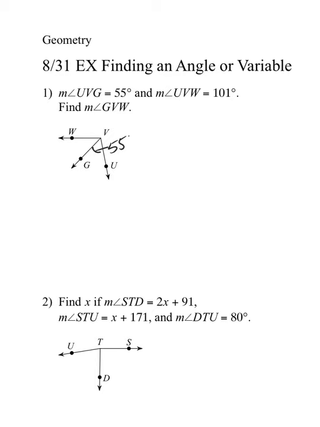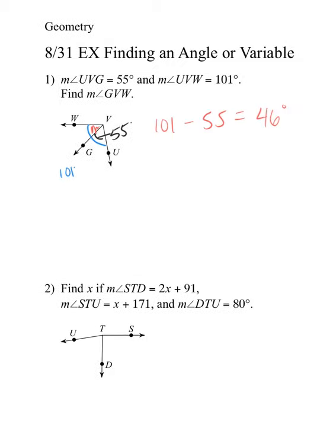Going to find, so UVG, that's this angle right here. And he's 55 degrees. UVW, that's the big angle. That's 101. I'm going to put that out here. You want to find the red one. Go ahead, Eliza. This one's easy.